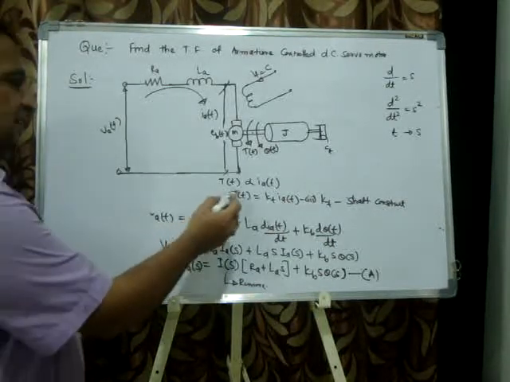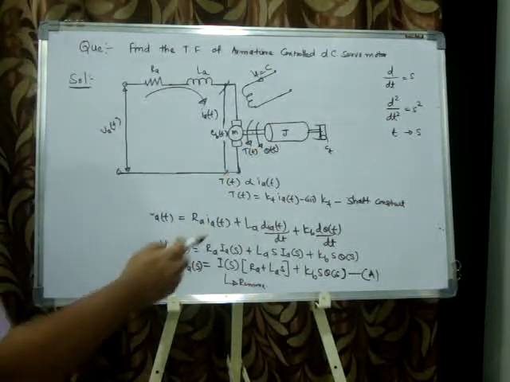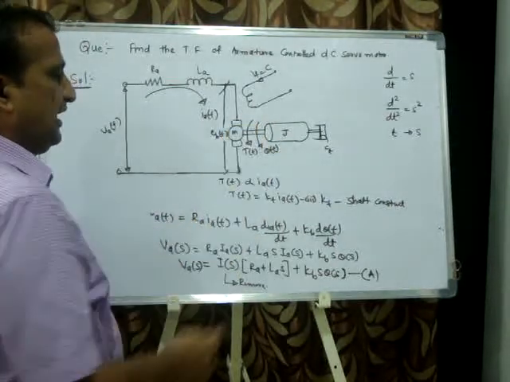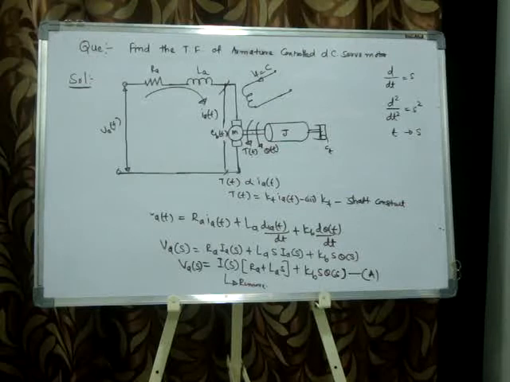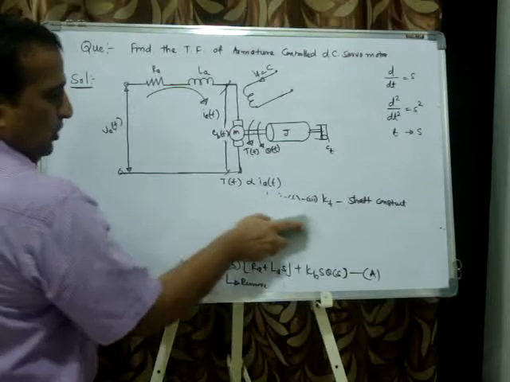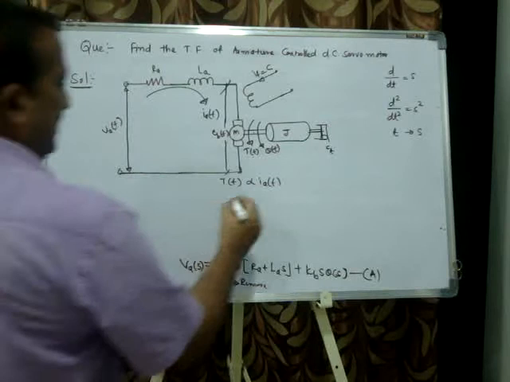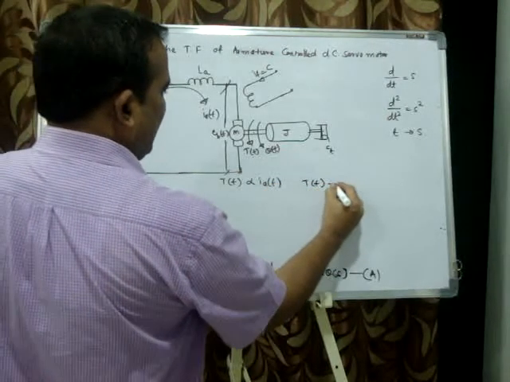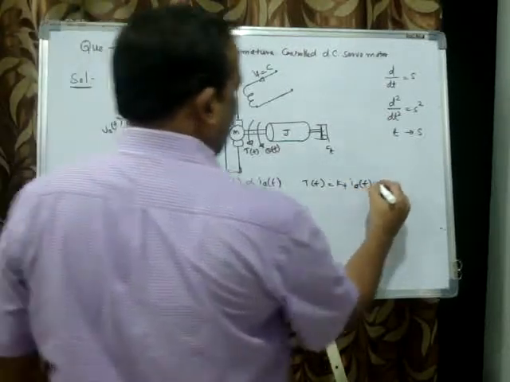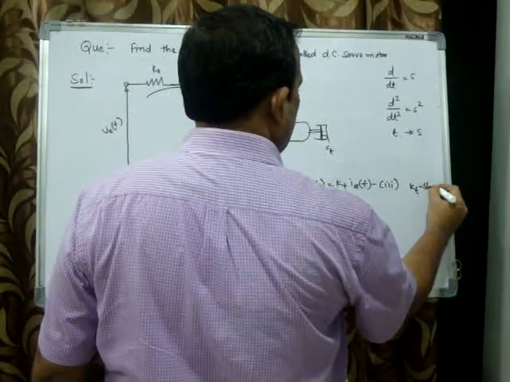But T(t) is also an intermediate variable, and I want theta(s). So finally, one more. This is an electromechanical equation. Now the remaining one is the pure mechanical equation. So I'll write once again: T(t) = KT I(t), and this is equation number 3, where KT is the shaft constant.